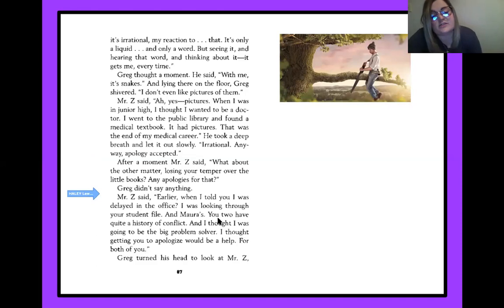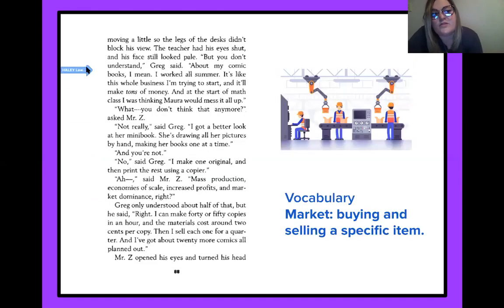Greg turned his head to look at Mr. Z, moving a little so the legs of the desks didn't block his view. The teacher had his eyes shut and his face still looked pale. "But you don't understand," Greg said. "About my comic books, I mean. I worked all summer. It's like this whole business I'm trying to start. It'll make tons of money.